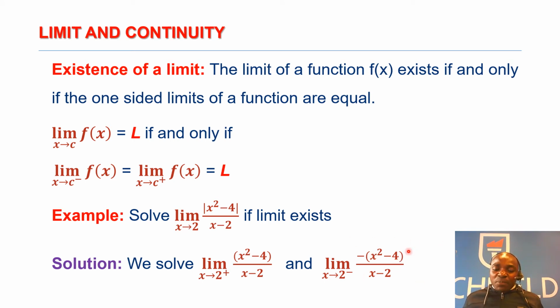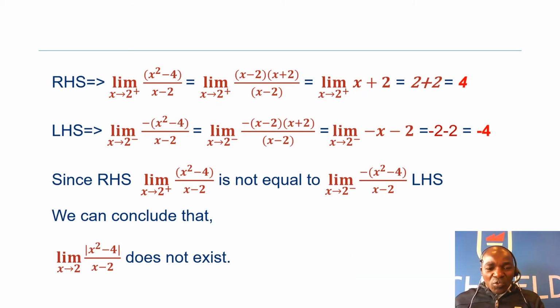For the numerator, when approaching from the negative side, the absolute value is going to be a negative times x squared minus 4 divided by x minus 2. So we have to solve these two limits approaching from different sides. If their limits are the same, then we say the limit exists. Here we're going to solve our expression from the right hand side, which is the limit of x squared minus 4 divided by x minus 2, where x approaches 2 from the positive side.